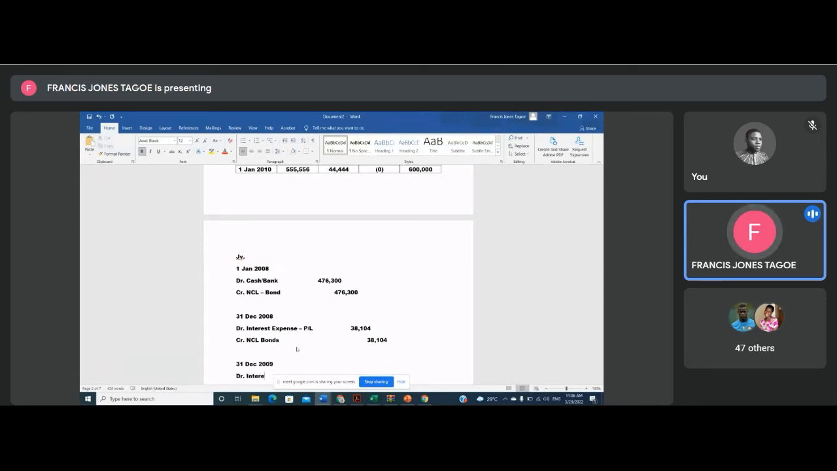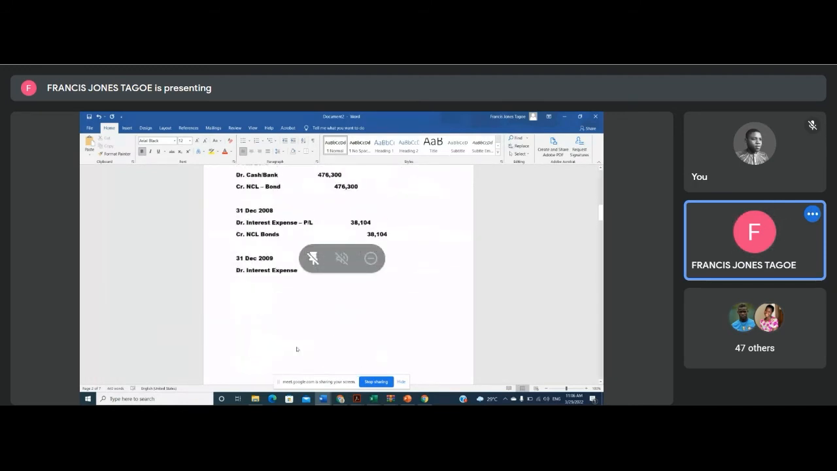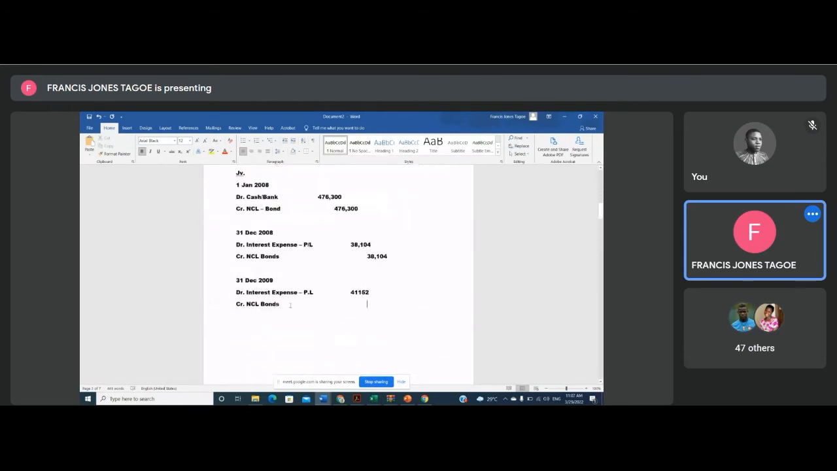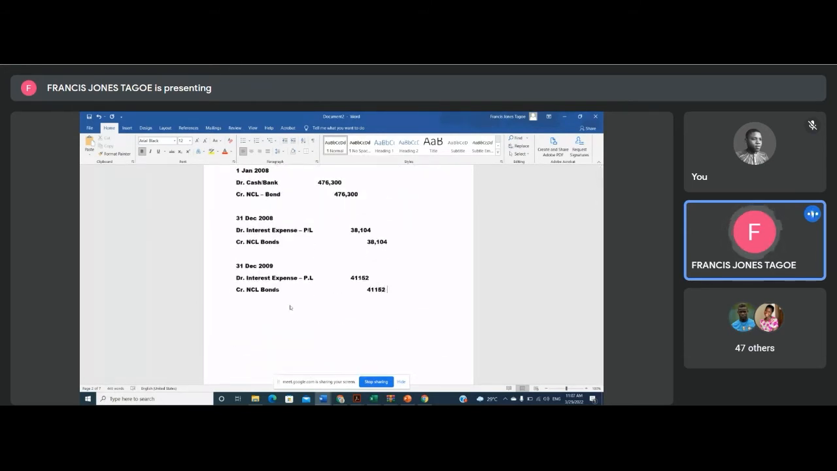December 3rd, 2009, the debit interest expense with 41,152 in the P&L. 41,152 in your credit non-current liability bonds. 41,152.